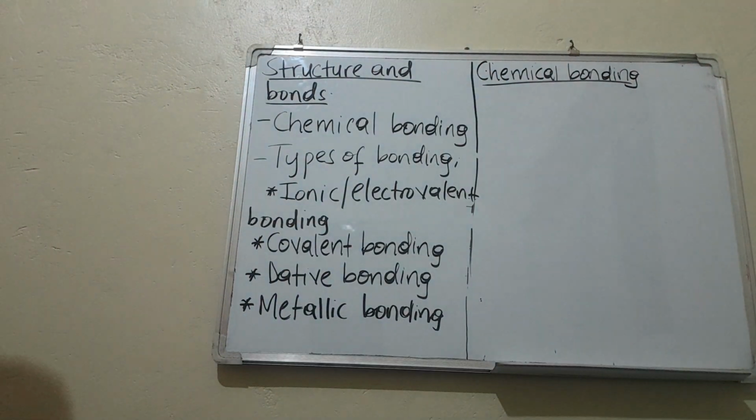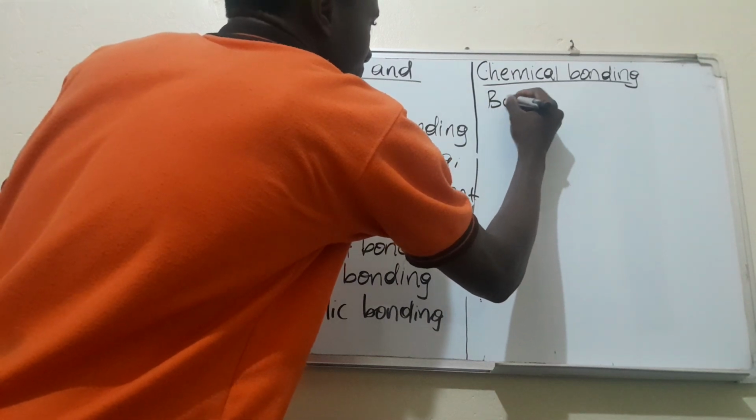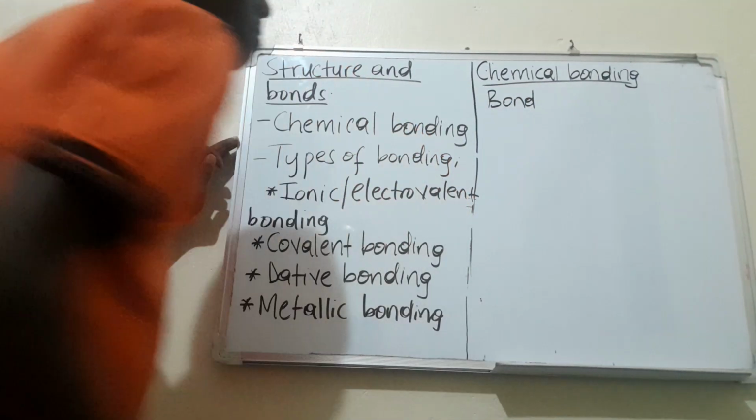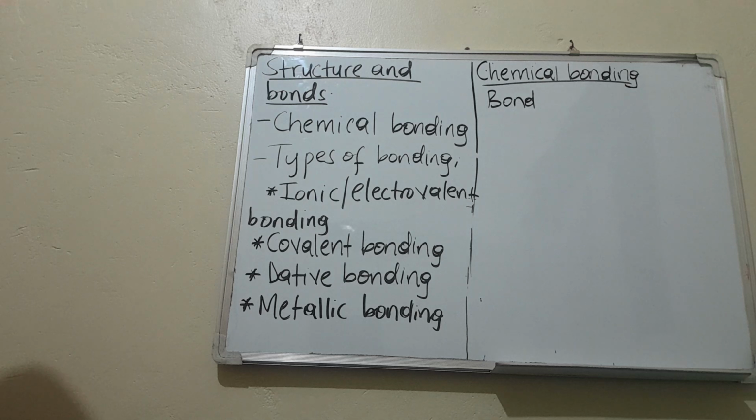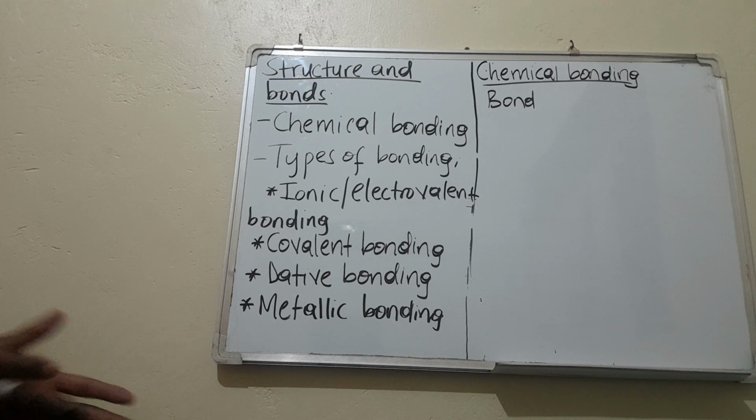So what is chemical bonding? How can you define chemical bonding? Or in simple terms, what do you understand by the term bond? Bond is an English word which, in simple terms, simply means binding things together. You bond them, you put them together. You put things together. You are like bonding them.